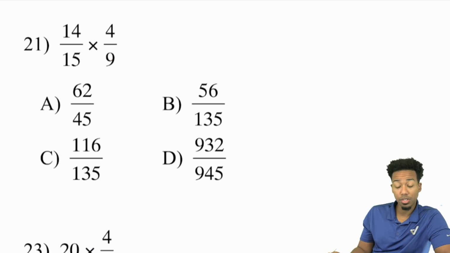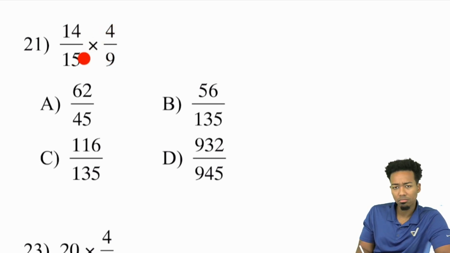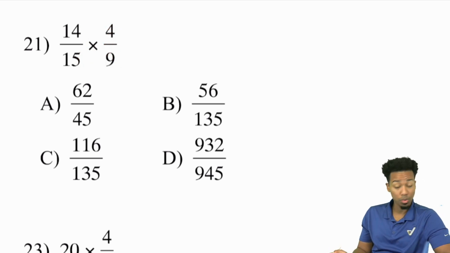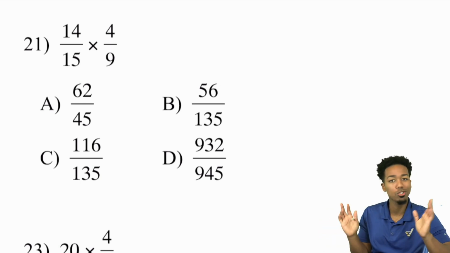So what you want to ask yourself is, do 14 and 15 have anything in common? No. Do 14 and 9 have anything in common? No. What about 4? Do 4 and 15 have anything in common? No. 4 and 9? No. So in this case, what I would do straight up is just multiply across and you're done. And that's it. You can't simplify, so you might as well just multiply.